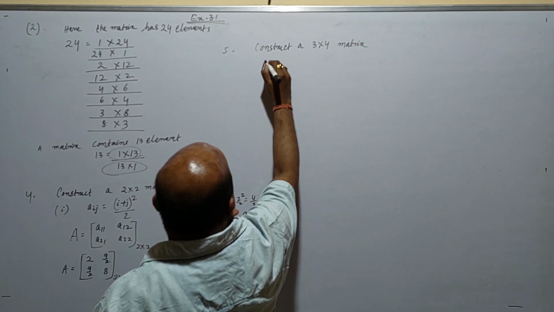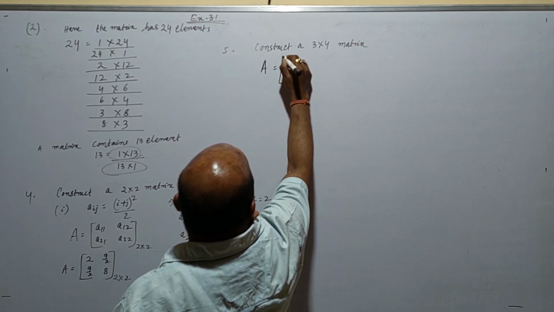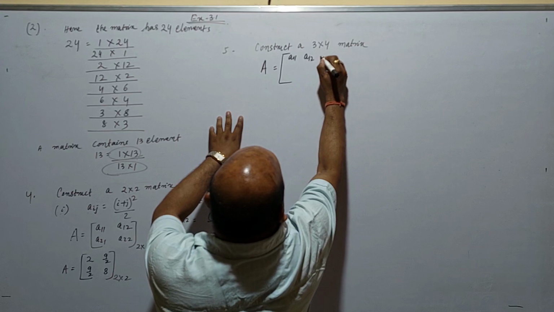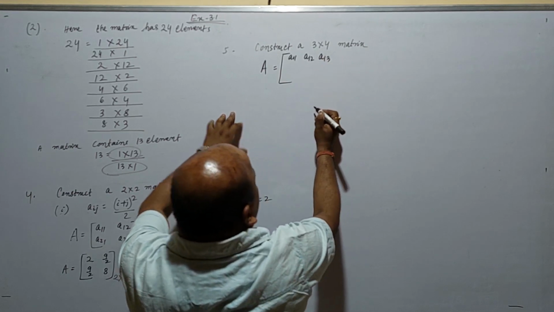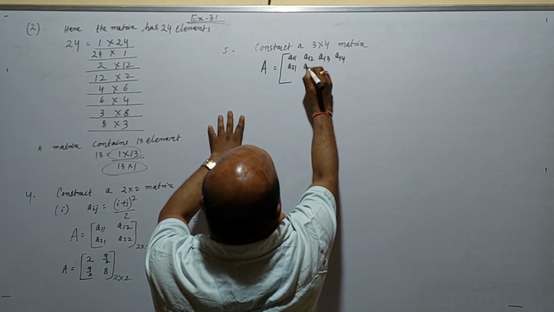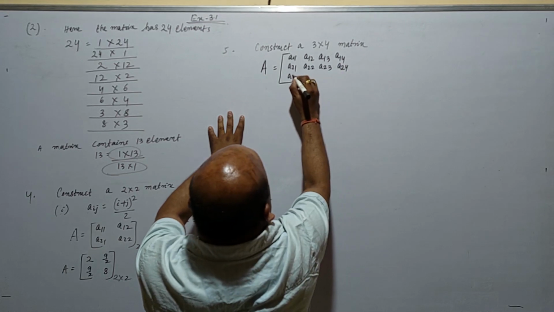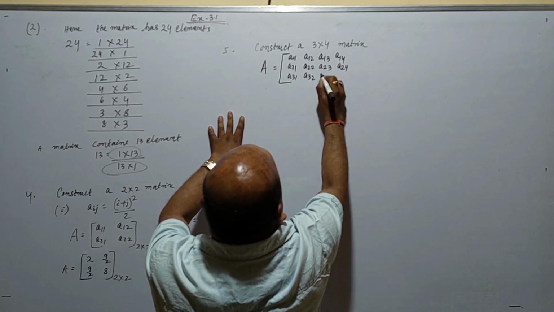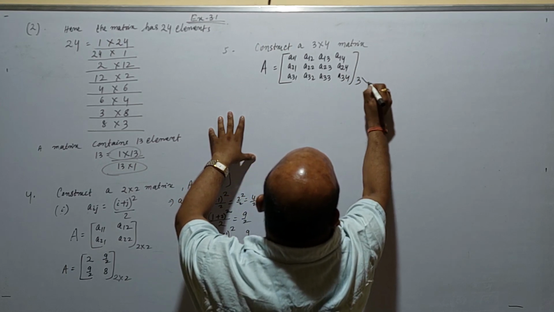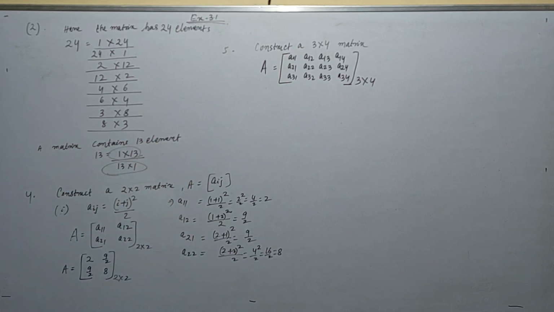So a 3 by 4 matrix A is written as what? A11, A12, A13, and A14. Then A21, A22, A23, A24, A31, A32, A33, A34. So this is a matrix of the order 3 by 4.